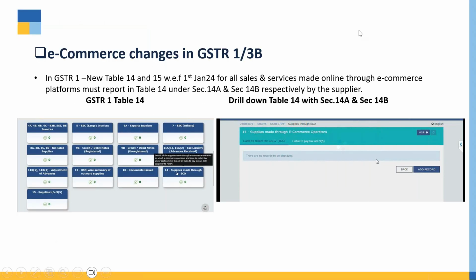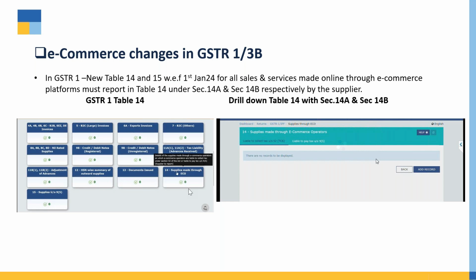All right. So coming to e-commerce changes in GSTR 1 or 3B, as we all are aware, with respect to GSTR 1, new tables 14 and 15 have been introduced by the GST department with effect from 1st January 24, where all sales and services made online through e-commerce platforms must be reported in table 14 under section 14A and section 14B respectively by the supplier. Just showing you a glimpse of the screens with respect to the GSTR 1 table 14 that is introduced. So table 14 and table 15.